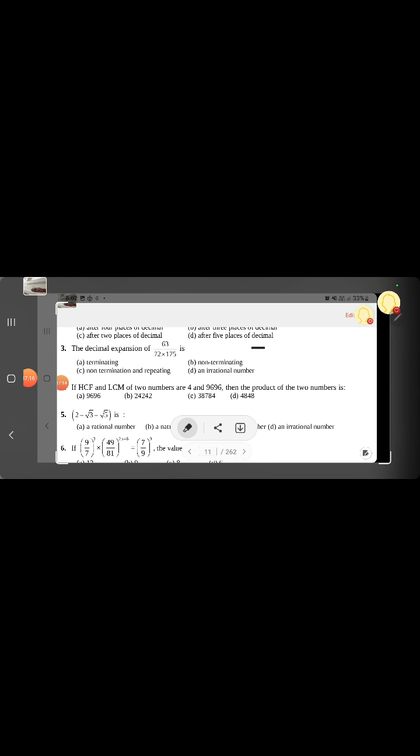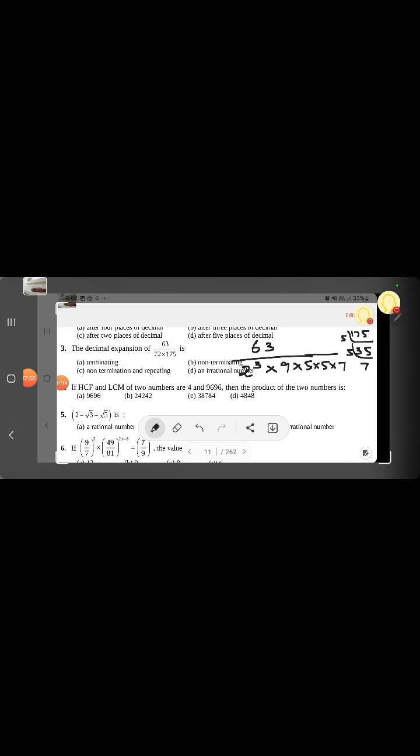What is given? 63 by 72. What are the prime factors of 72? It is 8 times 9. 8 is 2 cube, and 9. And what are the prime factors of 175? It is 5 times 35, and 35 is 5 times 7. So 5 into 5 into 7.